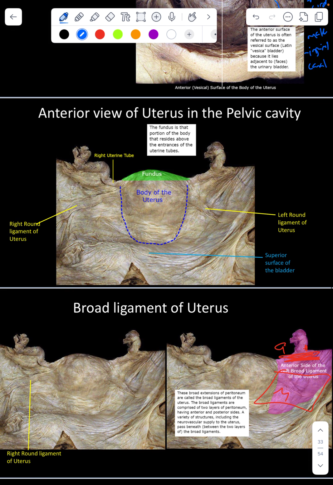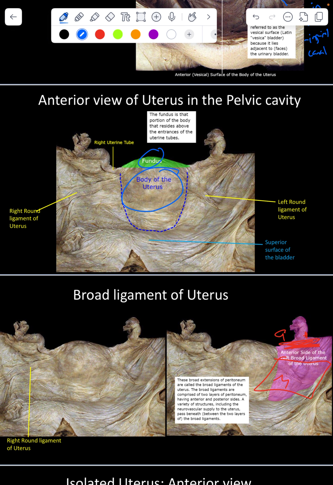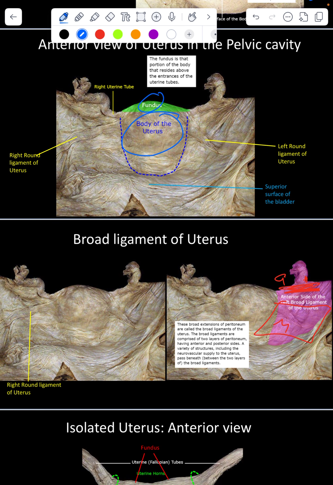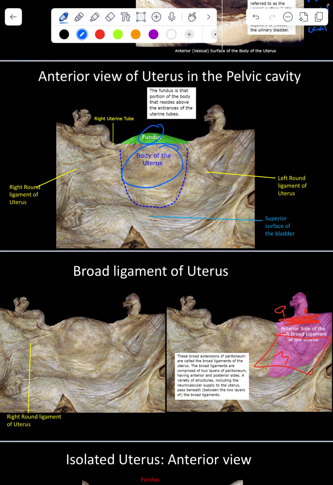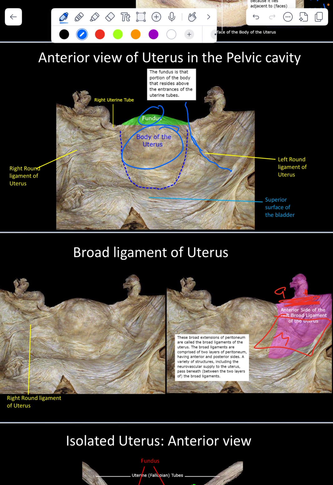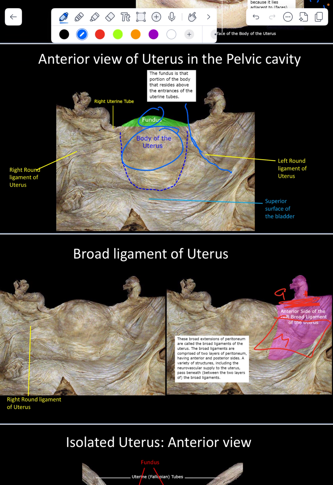And this is the uterus, so top part is going to be the fundus. Everything in the middle is going to be the body. Round ligament is going to be going up. And then bladder would be anterior to the uterus, so you can kind of see the superior surface of the bladder here.